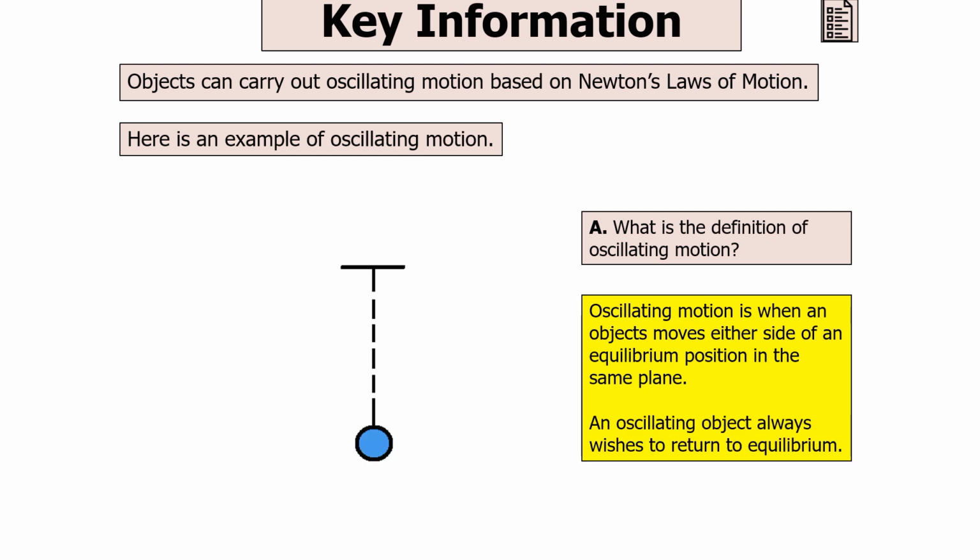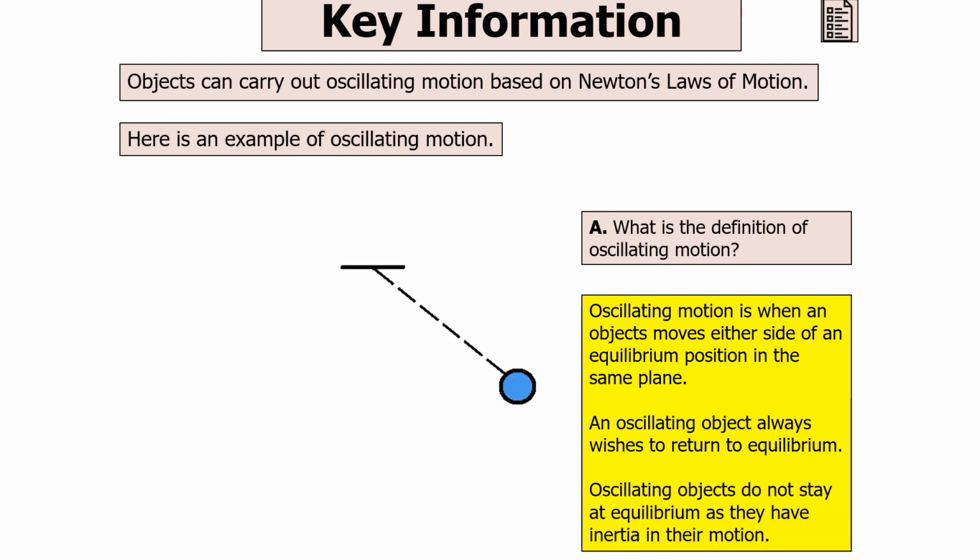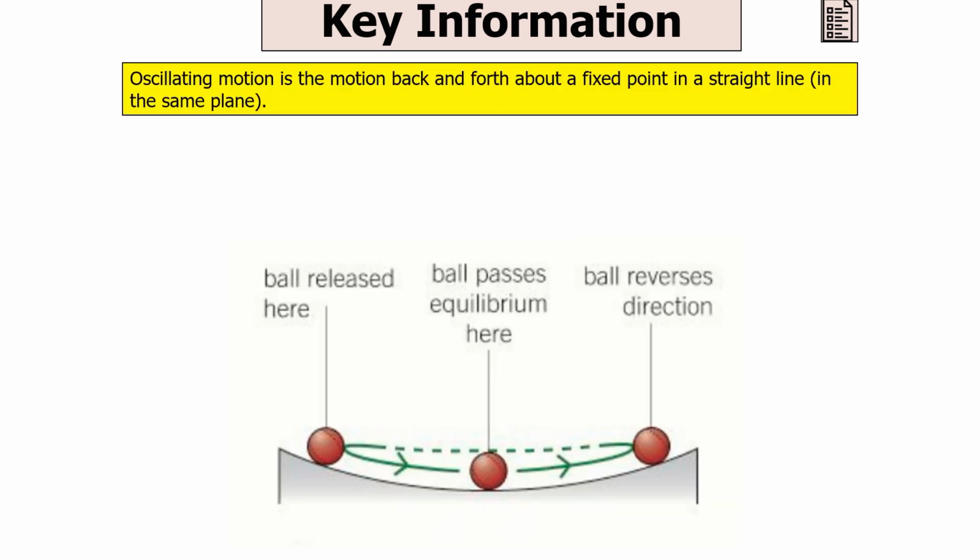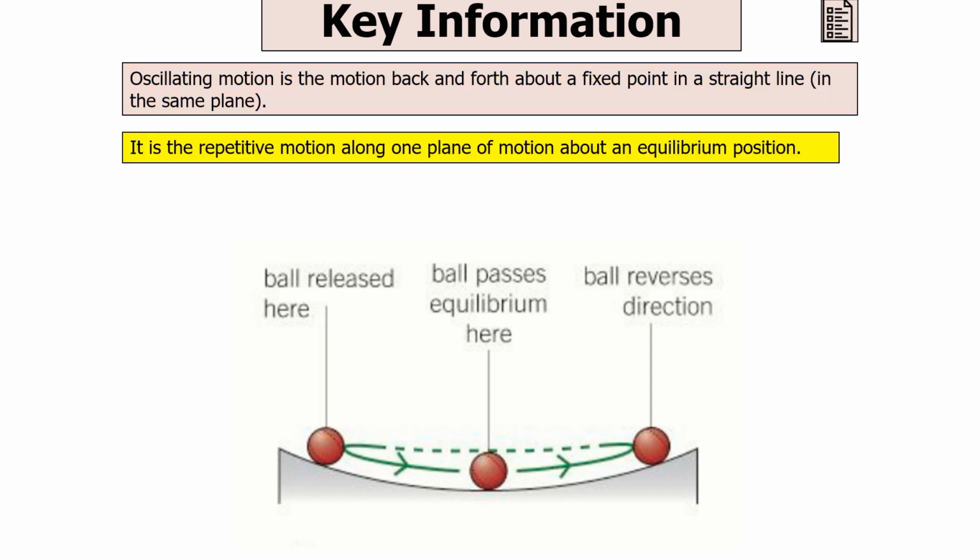Now, an oscillating object will always wish to return to equilibrium. So, as we know, oscillating objects do not stay at equilibrium because they have inertia in their motion. So oscillating motion is the motion back and forth about a fixed point in a straight line in the same plane. It is the repetitive motion along one plane of motion about an equilibrium position.